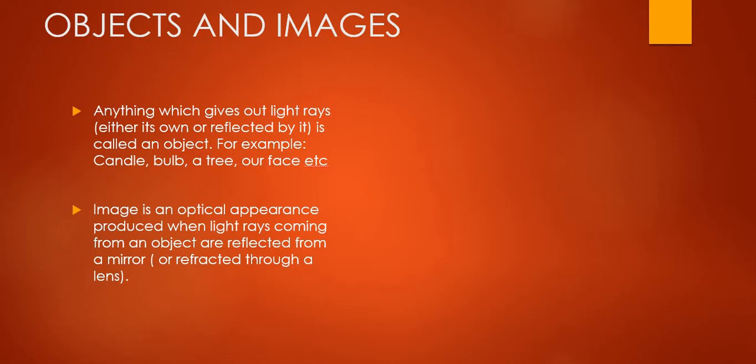In physics, objects are of two types: very small objects and extended objects. And while making our ray diagrams, we will represent point-size objects with a dot and all extended objects with the help of an arrow pointing upwards like this. So AB is the extended object and this dot is the point-size object, right?